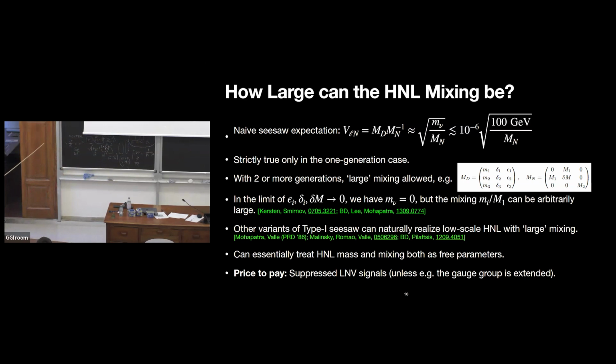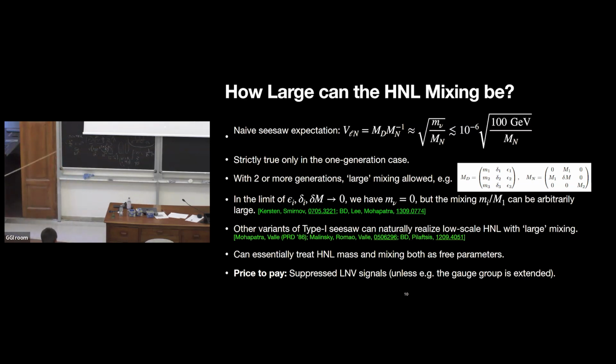Okay. And then later, it was shown that this is actually radiatively stable. Even if you induce radiative corrections to these terms, it still preserves this structure essentially. So this is still possible at even higher order. And the same thing can also be achieved, maybe more naturally, in other variants of the type 1 seesaw, like if you add extra fermions, that's called inverse seesaw, and then with different structures and so on, you can also have this large mixing with smaller masses. So you can basically treat the mass and the mixing as free parameters. That's the bottom line. Okay?